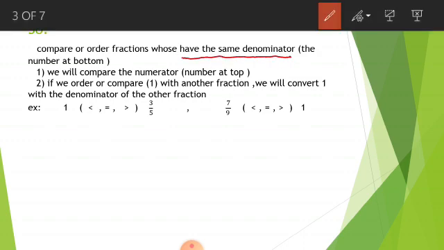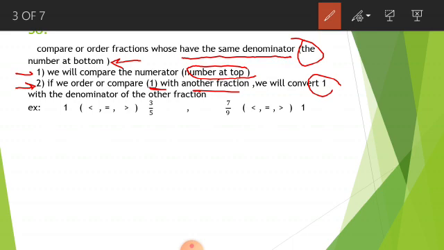اللي هو مين denominator؟ النمبر at the bottom. We will compare the numerators. يبقى أول step I will compare the numerators. numerator ده number at the top. طب number 2, if we order or compare one with another fraction, I can compare one with another fraction. Yes. طب هعمل ايه؟ We will convert one. أنا هحول ال1 ده, convert one with the denominator of the other fraction.